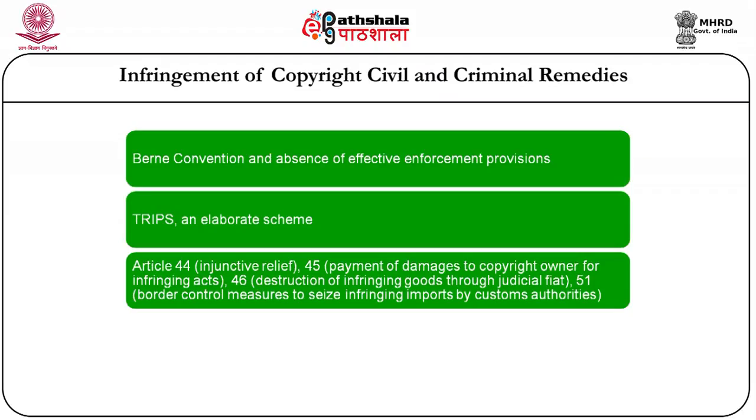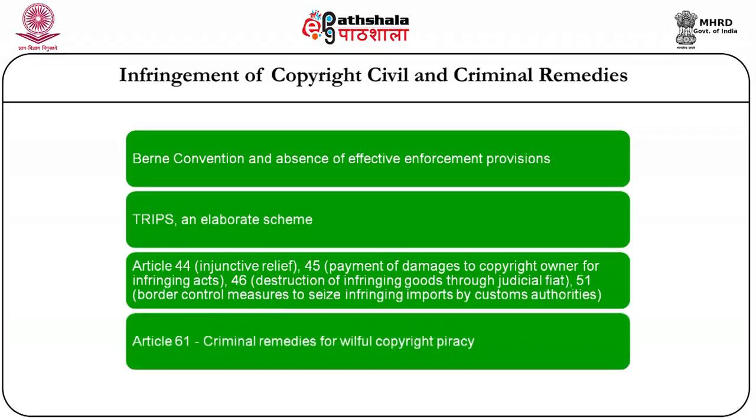Then coming to criminal remedies, again it shows the level of detailing that has gone into TRIPS, at least when it comes to the area of remedies, because Article 61 is a pretty elaborate provision which reads as follows in respect of criminal remedies. It says, members shall provide for criminal procedures and penalties to be applied at least in cases of willful trademark counterfeiting or copyright piracy on a commercial scale. So the attempt of the law here is to make a distinction between commercial and non-commercial violations of IPR.